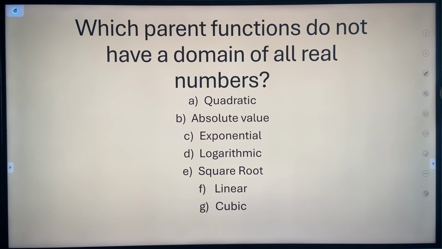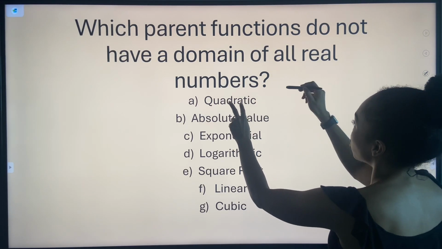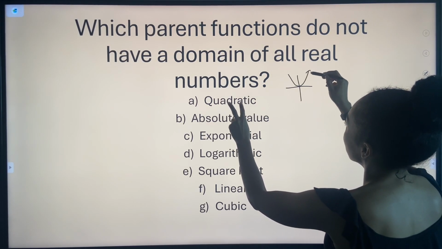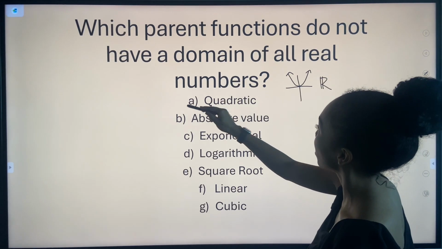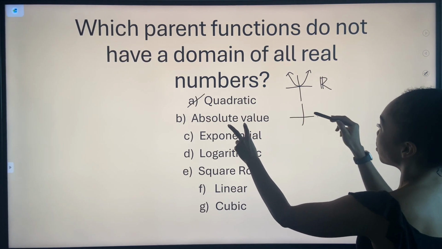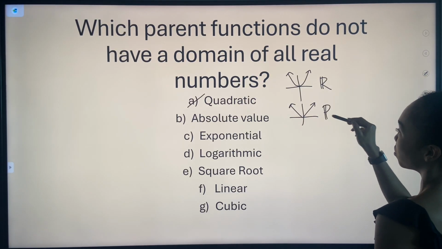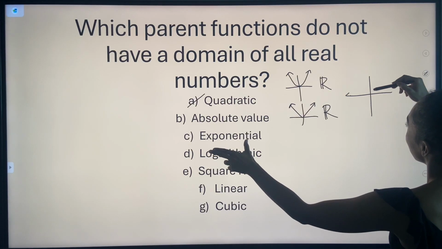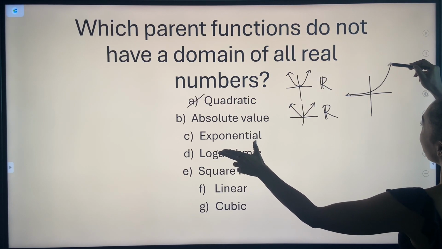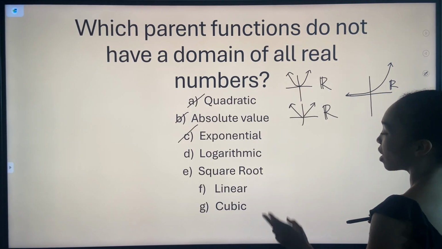Which parent functions do not have a domain of all real numbers? A quadratic looks like this, and the domain is all real numbers, so that's not it. Absolute value looks like a V shape, and they go forever left, forever right. This is also all real numbers. An exponential graph goes forever to the left, and it goes this way, forever to the right. So this is also all real numbers. So those can't be it.